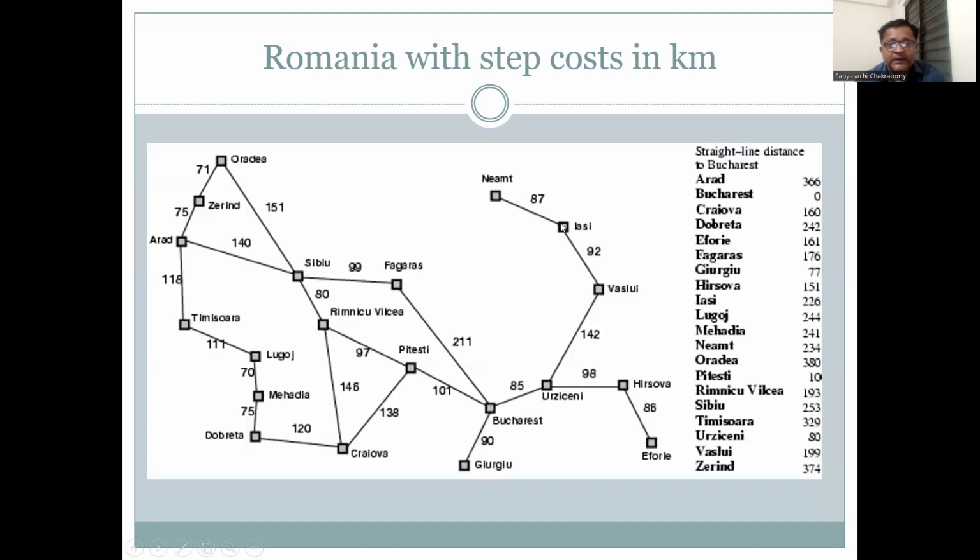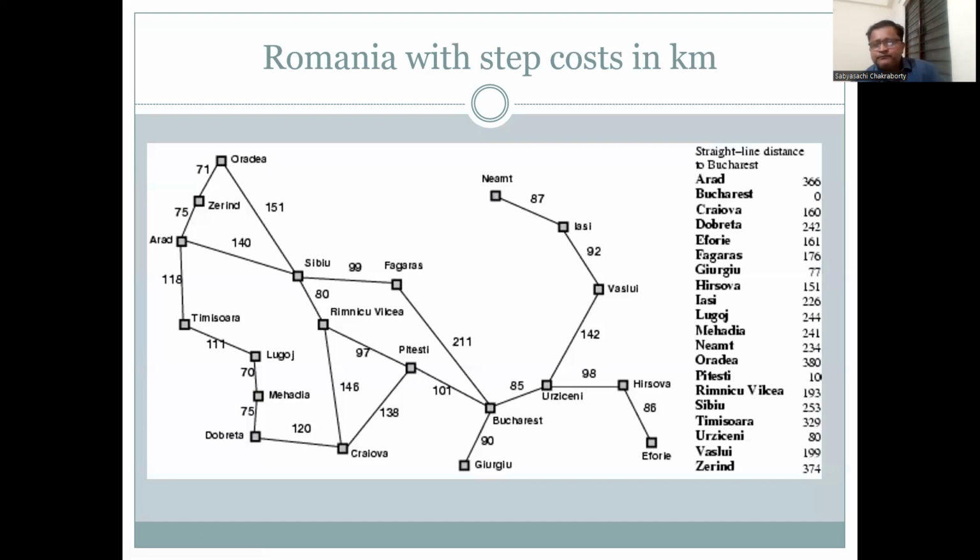At this point, among all the neighbors, Iasi has two neighbors: one is Vaslui and another is Neamt. Among these two neighbors, Neamt is closer to Oradea. So definitely from Iasi, the agent will jump to Neamt.